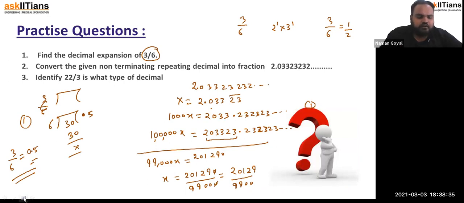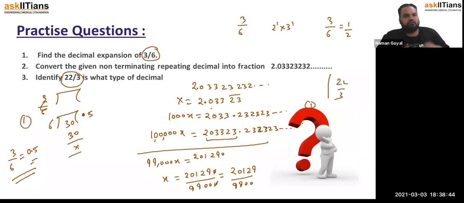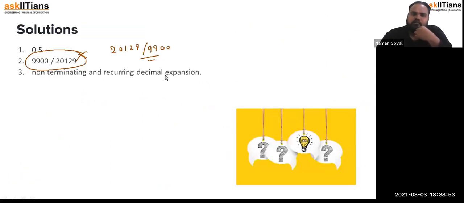Okay, now we have to identify which type of number this is, 22/3. Now in 22/3, 3 cannot be written in the form of 2 raised to power m and 5 raised to power n. So this is a non-terminating repeating number, a non-terminating recurring decimal expansion.